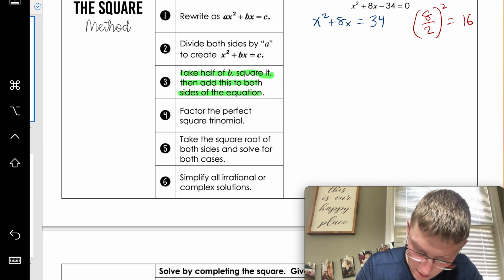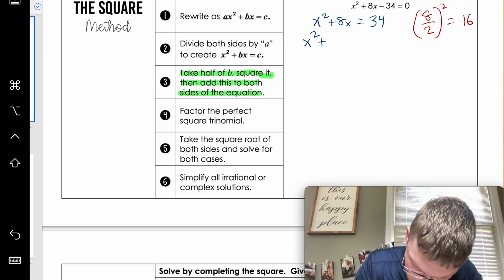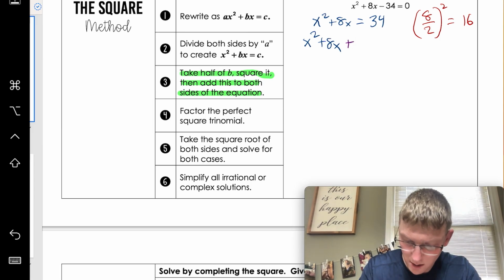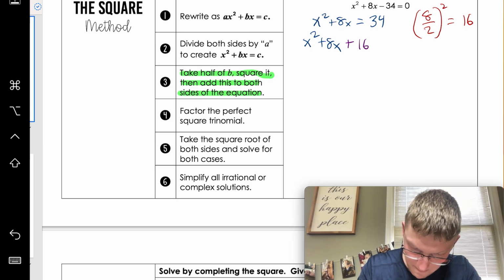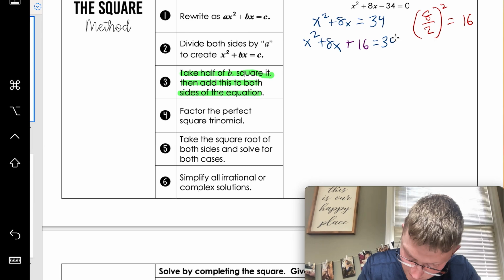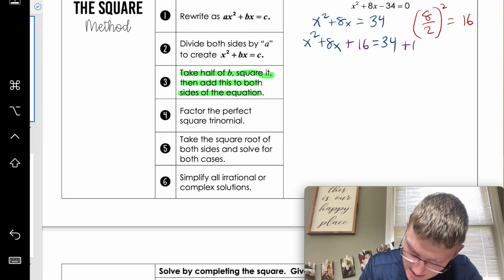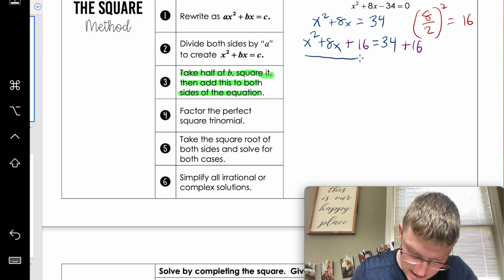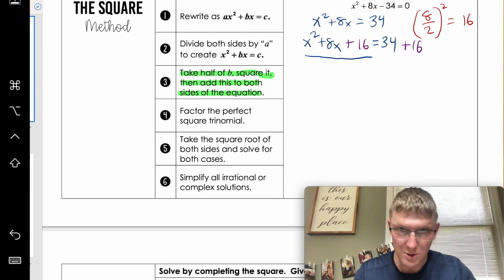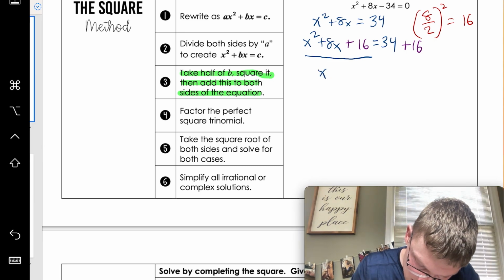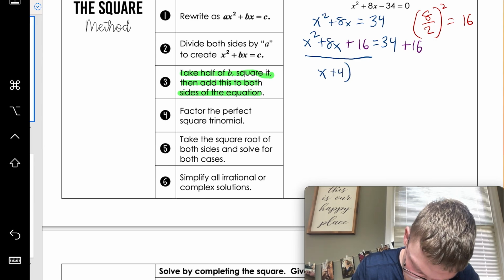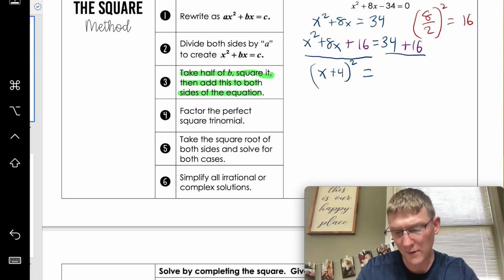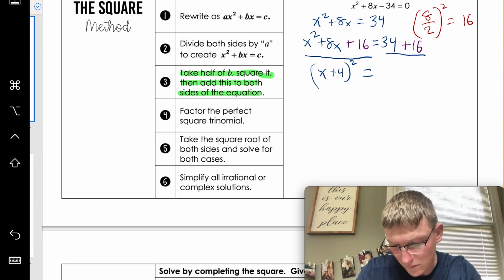So our equation is going to look like we just got our x squared plus 8x. So now we're going to add our 16 to this side. And because we added 16 to one side, we need to add 16 to the other side. So now that allows us to take this and we can factor it. So based on our patterns that we talked about above, that's going to turn into x plus 4 squared equals, and we're just going to combine these two terms. 34 plus 16 is 50.